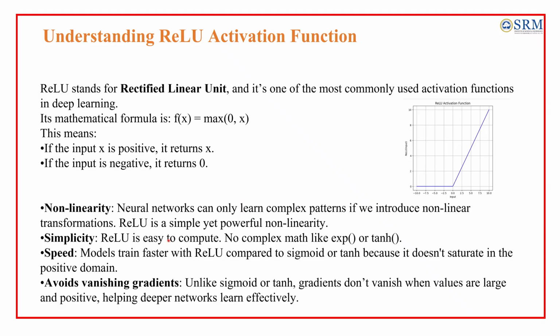Next is simplicity. ReLU is easy to compute, with no complex math like exponential or tanh. Speed: models can train faster with ReLU compared to sigmoid or tanh because it doesn't saturate for positive neurons. It avoids vanishing gradients. Unlike sigmoid or tanh, gradients don't vanish when values are large and positive, which helps deeper networks learn efficiently. Think of it as a diode in electronics. It passes current in one way and blocks the negative part. With this we can define the network itself in Keras.